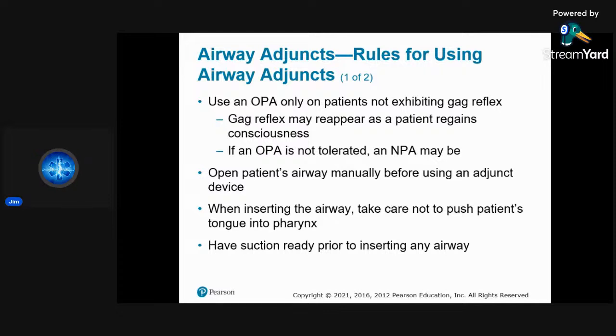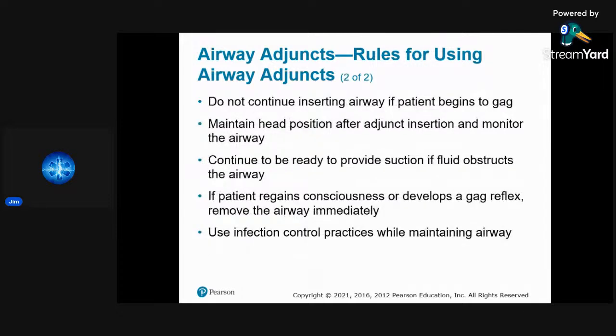We're going to open the airway manually before we add the adjunct. We're going to take care not to push the tongue into the pharynx using this device. And you're going to have your suction ready, right? Anytime we're dealing with airway, we're going to have suction, especially with OPAs, because if they start to vomit, we need to suction it. Again, if they start to gag, we're not going to advance any further. We're going to remove it and go to the NPA.